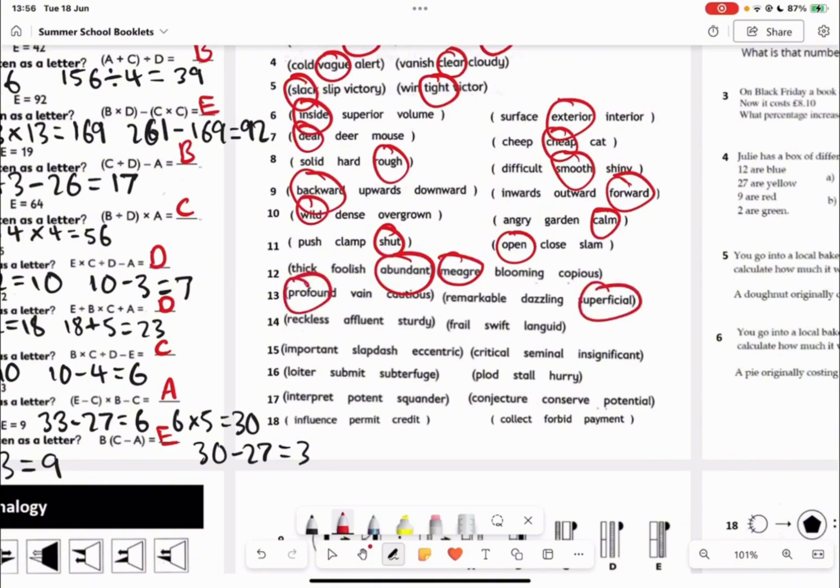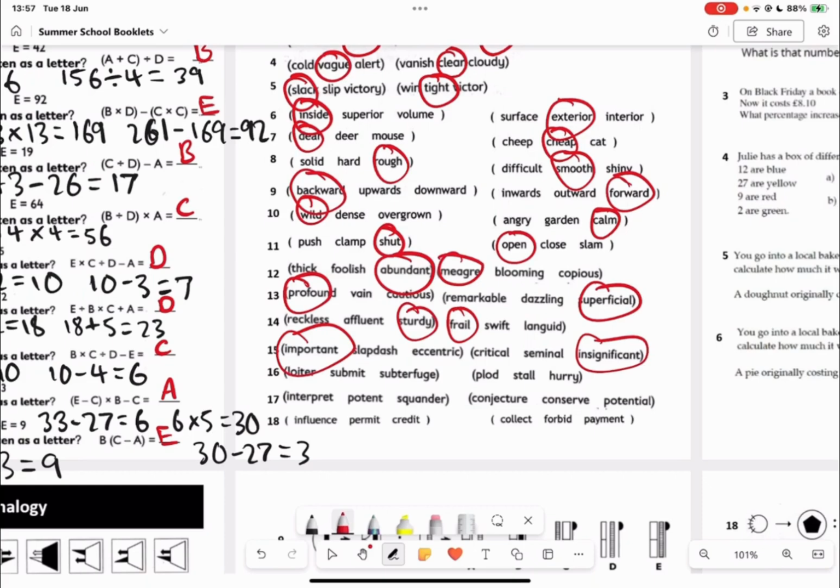Question 14 is sturdy and frail. So something that's sturdy is very strong, whereas something that's frail is very weak. And then 15 will be important and insignificant. So yeah, this is looking at the importance of something, the significance of something, how important it is, and significant is a synonym to important.